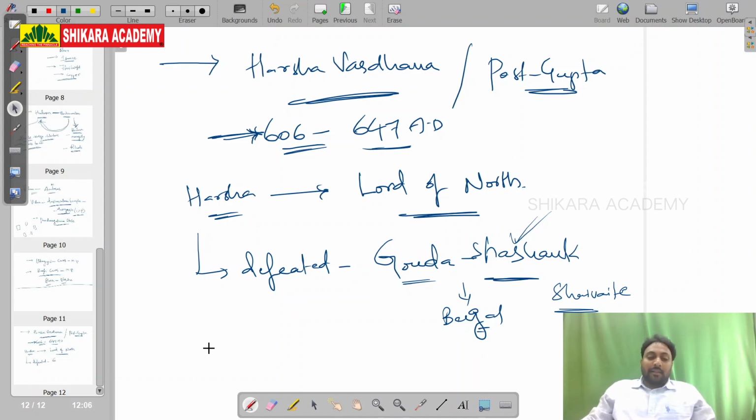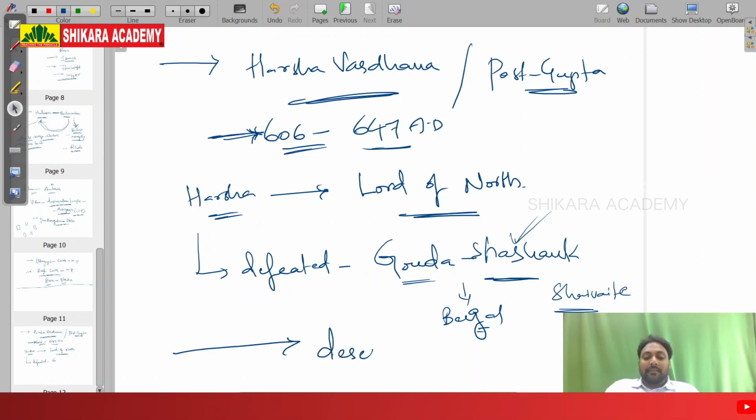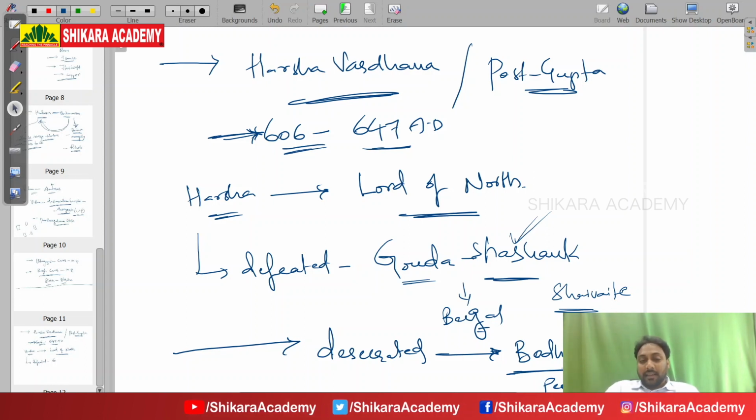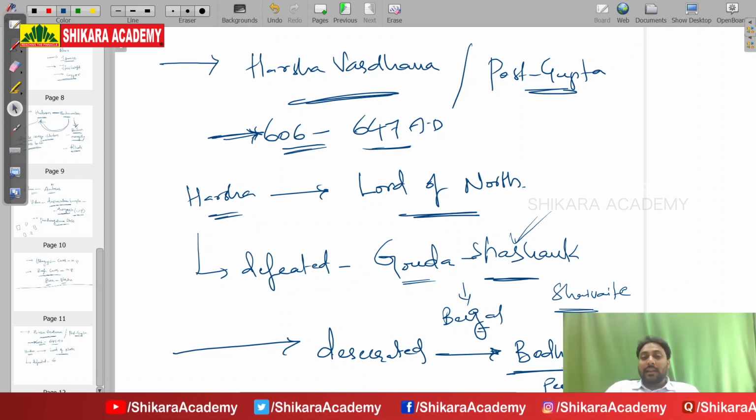And Shashank, with all frustration, while going back, desecrated the Bodhi tree. The most important point. He desecrated this peepal tree at Gaya, the tree under which Buddha got enlightenment.